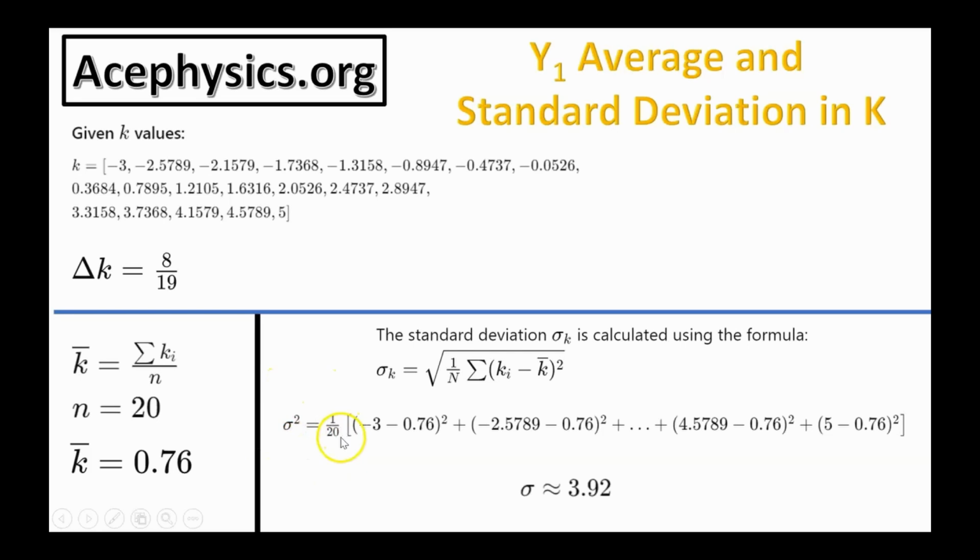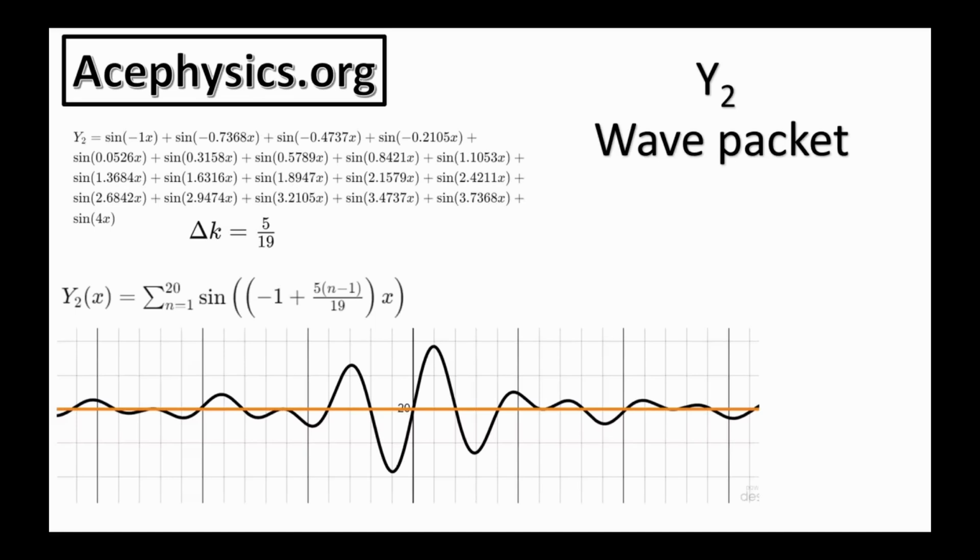So sigma squared is 1 over 20 times (-3 minus 0.76) squared plus (-2.57 minus 0.76) squared, and so on. You add all this up, take the square root, and this is 3.92. The average is 0.76 plus or minus 3.92. That's a relatively large spread in k values. Now let's go on to a similar example.